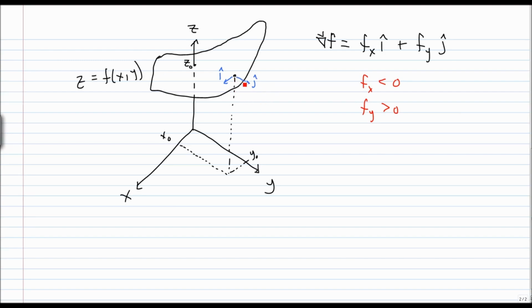What else can we tell by this? It looks like it's increasing pretty fast in that negative x direction. So maybe negative f sub x is a lot bigger than f sub y, right? Just by looking at how I drew this here. So what would the gradient vector look like in this case?